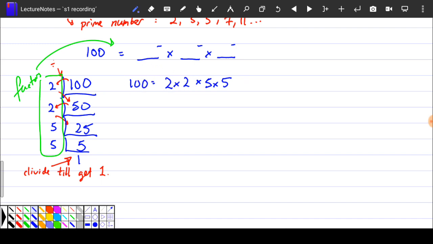Okay, let's continue. Now your turn. You want to put this into index notation. You know that this is 2 to the power of 2 times 5 to the power of 2.